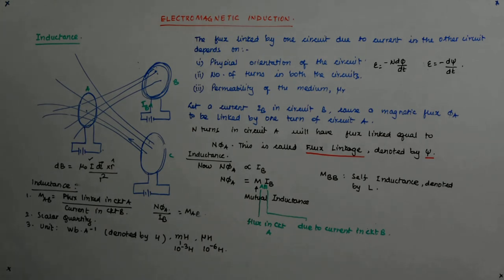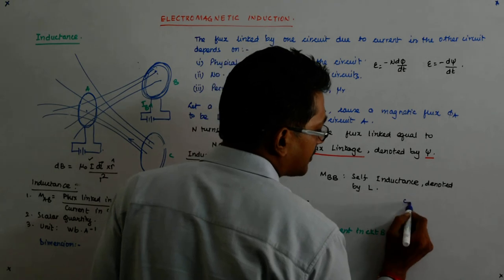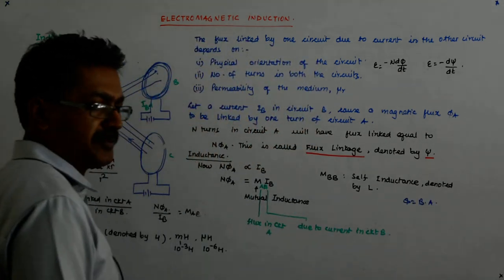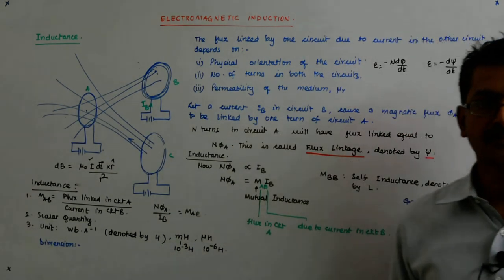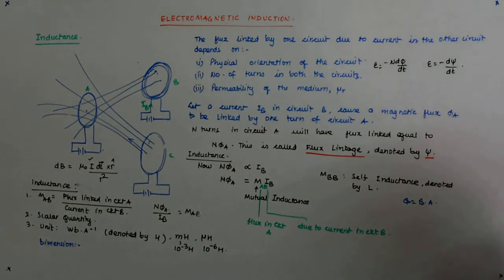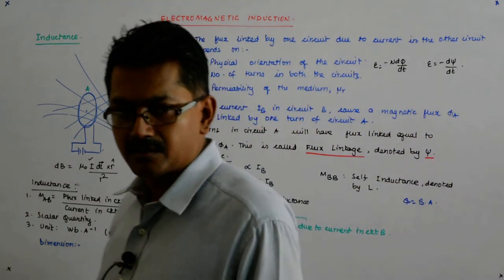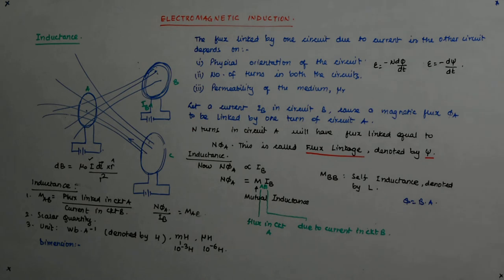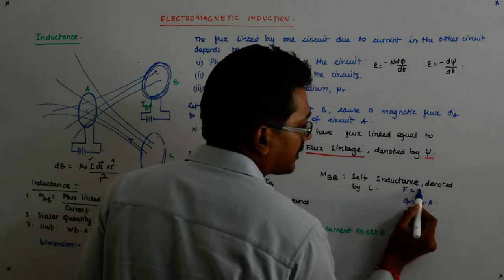What is the dimension? Can we calculate the dimension? Yes, you should be able to calculate it. Weber is what? B into A. Flux is B into A. How do I convert B? Total B into your A inverse. A will get cancelled, so find B. It's not area. Mu not N I. Or you can go to F is equal to ILB.